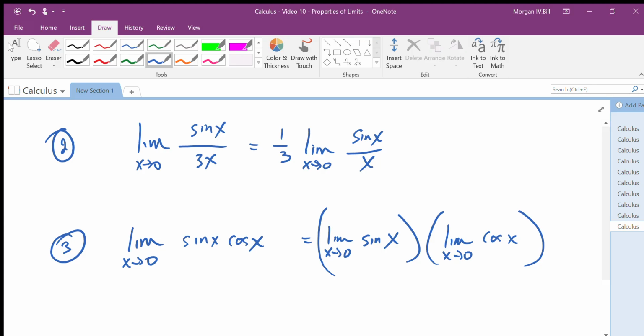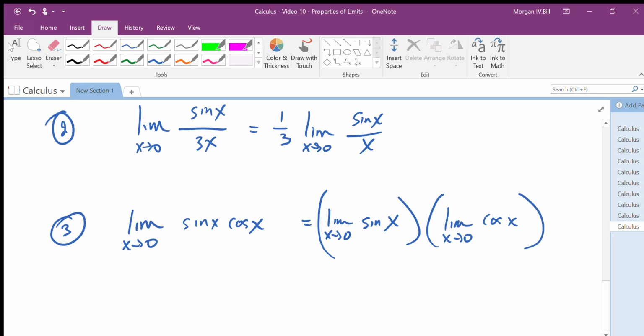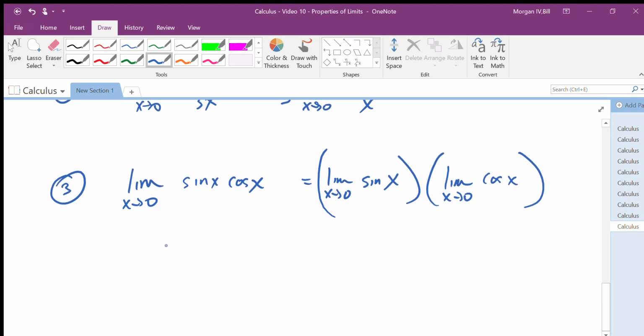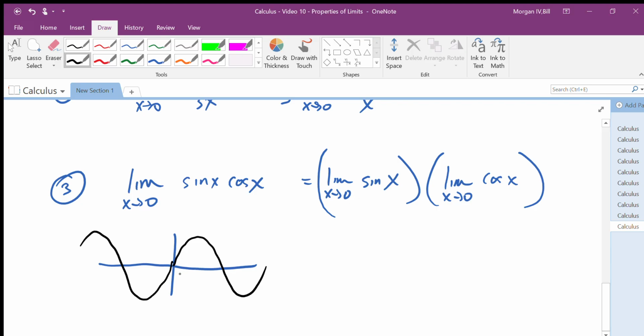Let me spend just a minute longer on this. What is the limit as x goes to 0 of sine x? Let's remember what sine of x looks like. The sine function starts here, goes up and down, curves, and as x goes to 0, the function value is approaching from both sides a value of 0. So the limit as x goes to 0 of sine of x, the y values are going to 0.